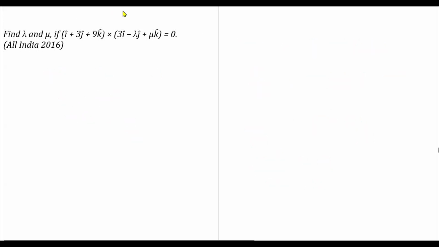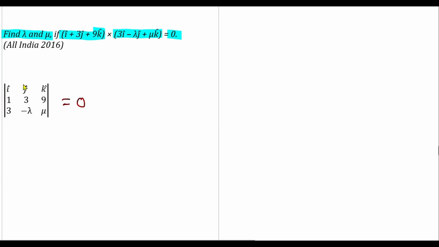In the next question, we have to find lambda and nu, and we are given that the cross product of these two vectors is 0. First of all, you should know that the cross product of two vectors is represented using a determinant. As you can see, I've written over here ijk, then the coefficients of ijk in the first vector, and the coefficients of ijk in the second vector. Next is to do the expansion of this.